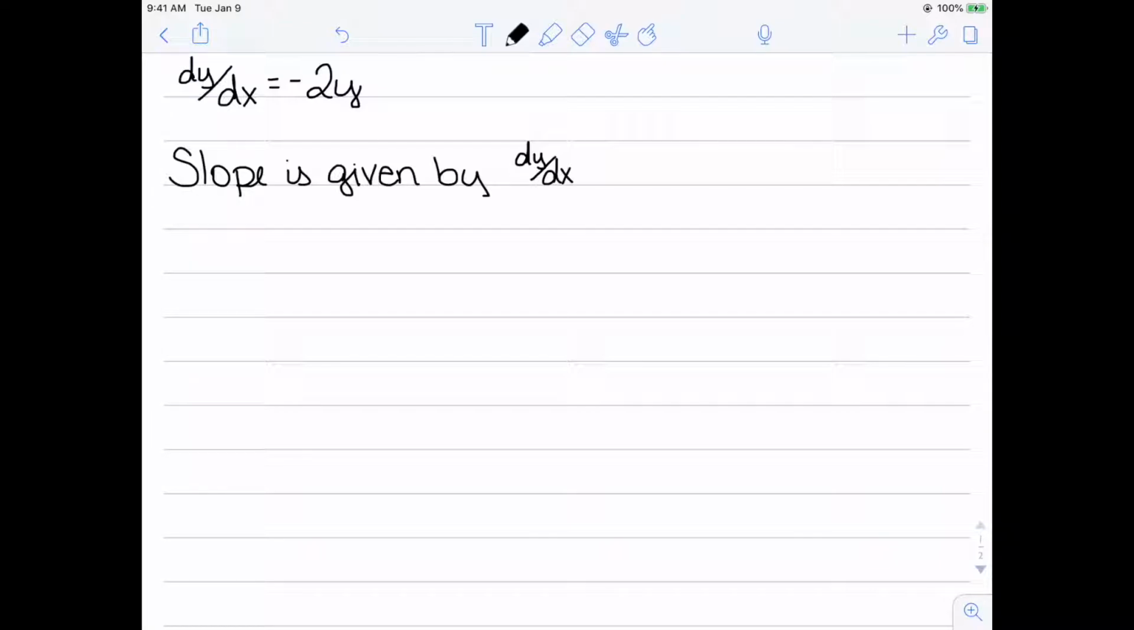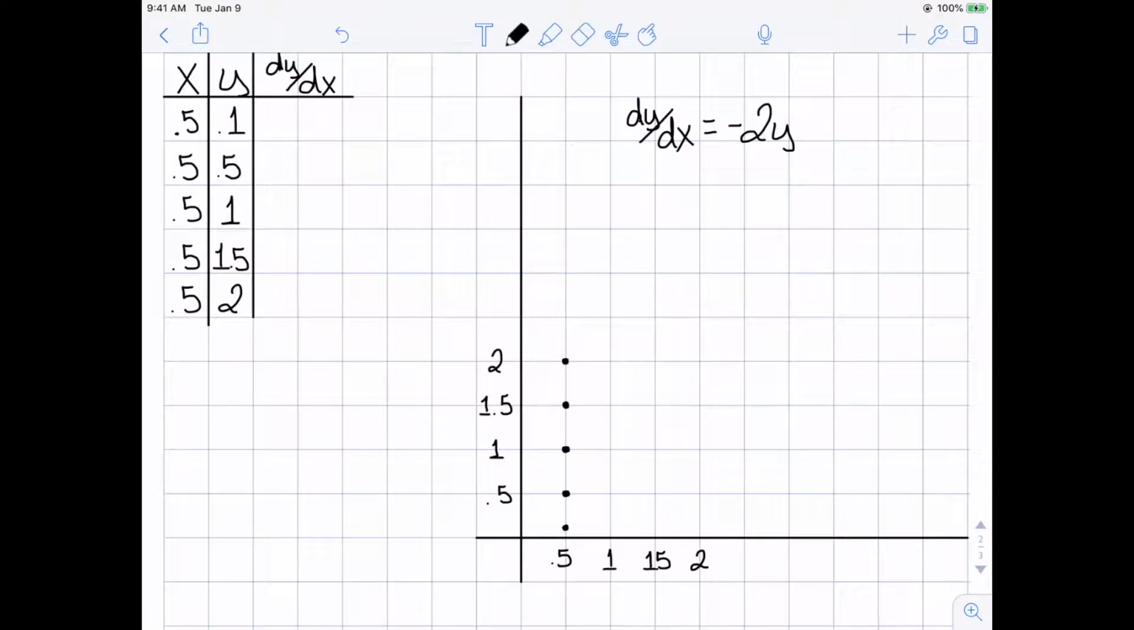So we have a nice formula for the slope. The slope is given by negative 2y. So if we're given a point, we can find the slope at that point. So let's see if we can go about doing this. So here I have a list of values for x and y. I let x be equal to 0.5 and then I changed the values of y. And I want to find the slope at each of these points.